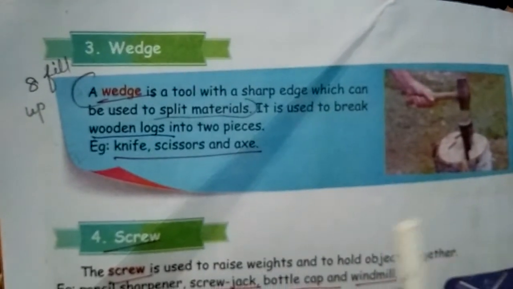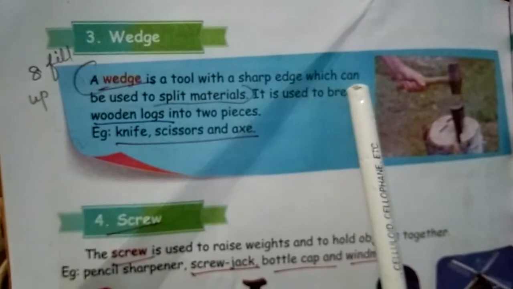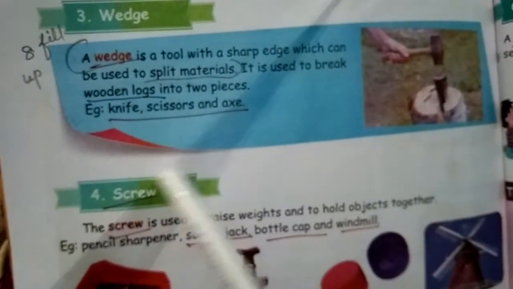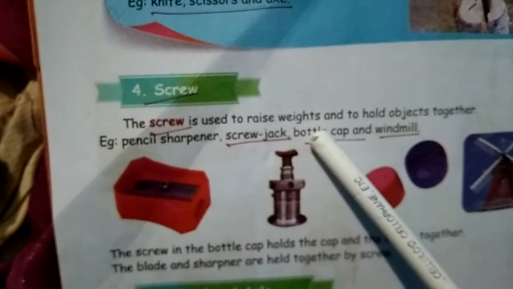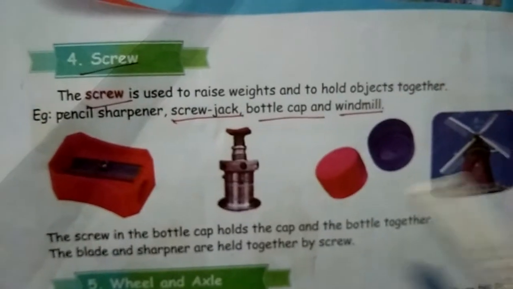In last class, we saw the wedge. A wedge is a tool with a sharp edge which can be used to split a material. Up to this, we saw in the last class. Today, we see the screw. The screw is used to raise weights and to hold objects together.